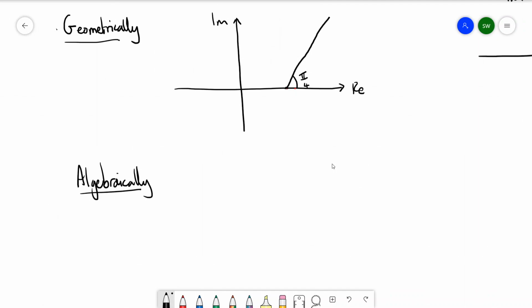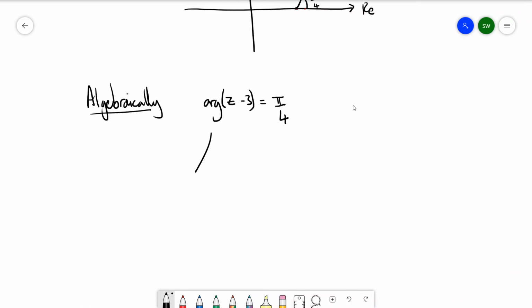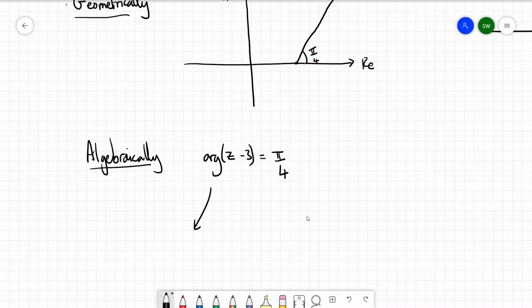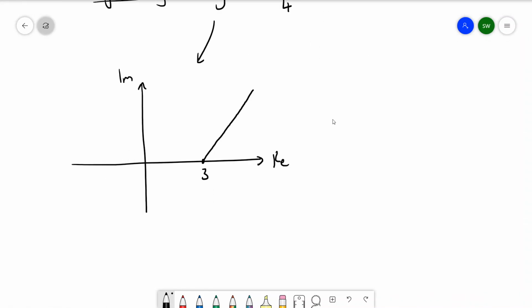Next, let's try and think about this problem algebraically. So we're actually going to look at a couple of different ways of thinking about this. So one way would be to use the fact that we know that the locus is going to be a line like that. And what we could do is say, well, I know the point that this line goes through. It goes through 3.